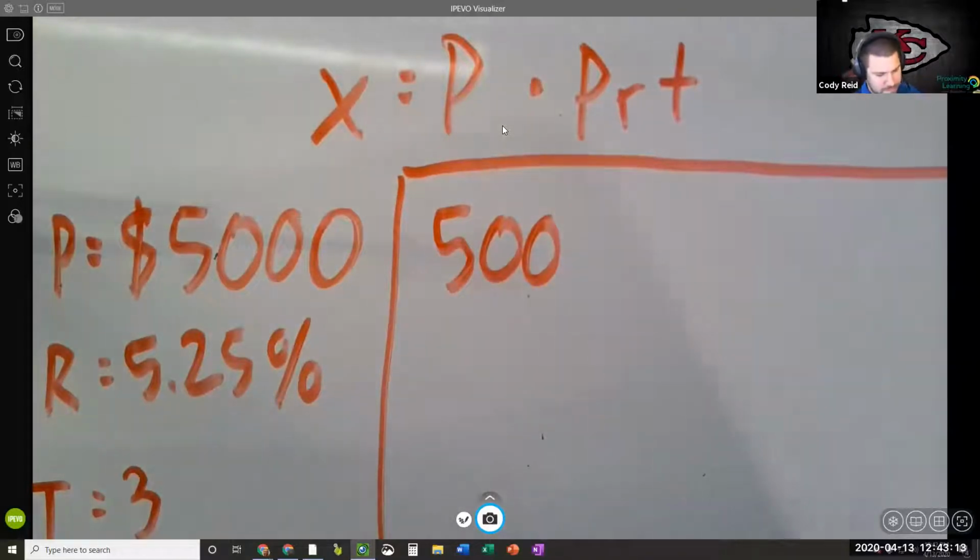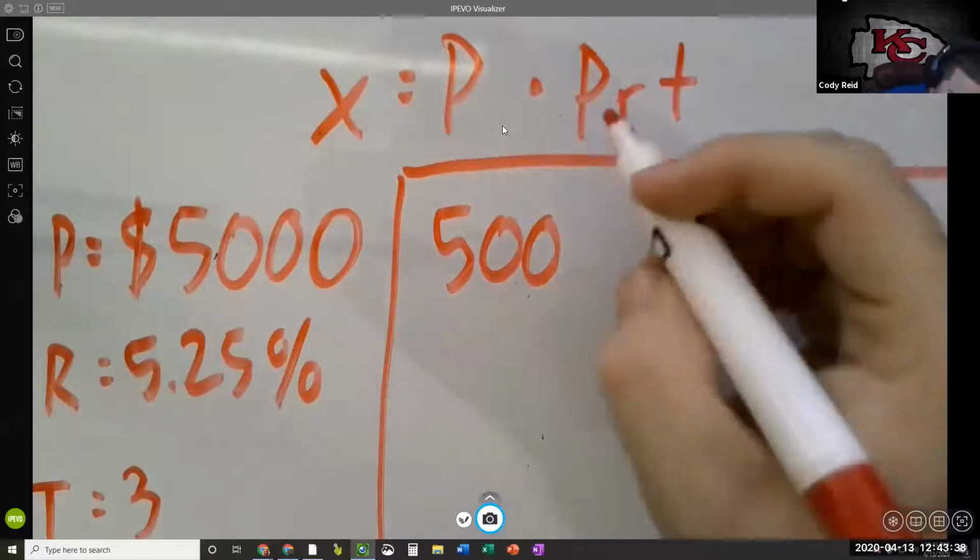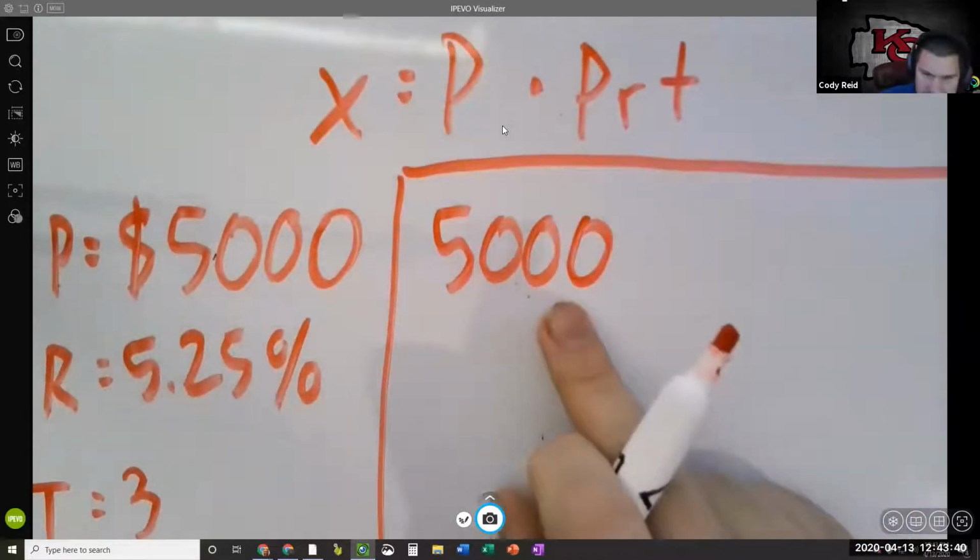The question was: a woman invests $5,000 in an account that earns 5.25% simple interest. If the money is invested for 3 years, how much money is in the account after 3 years? So we have to figure out, from when she started 3 years ago, how much money does she have total now? So 5,000 is what she started with.